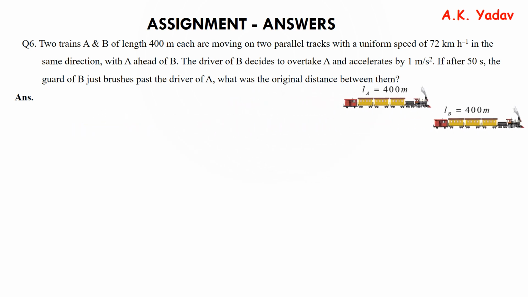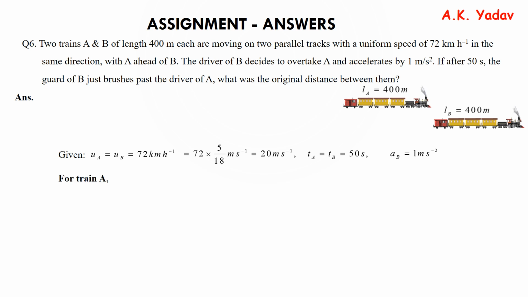Now this is the question. Now the initial velocity is 72, that is 20 meter per second for both. Time is 50 seconds. a for B is 1 meter per second square. Now for train A, the distance covered is 20 into 50 plus 1 by 2 into 0, because there is no acceleration for train A, into 50 square, that is 1000 meter. For train B, it is 20 into 50 plus half into 1 into 50 square, that is 2250 meters.